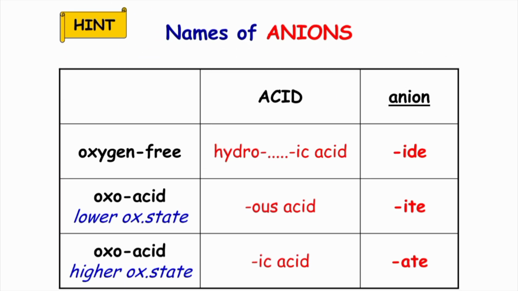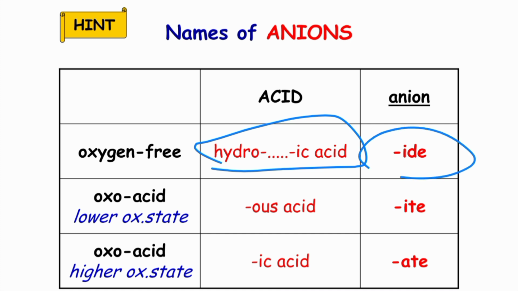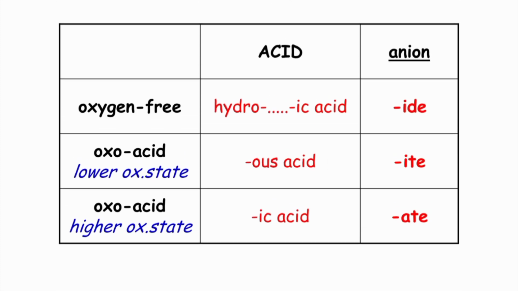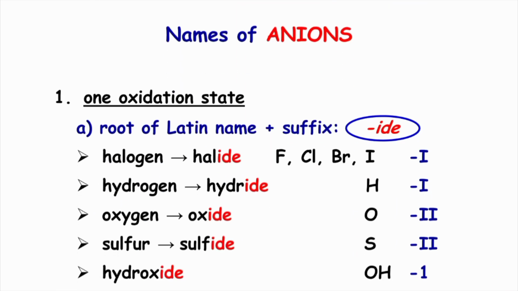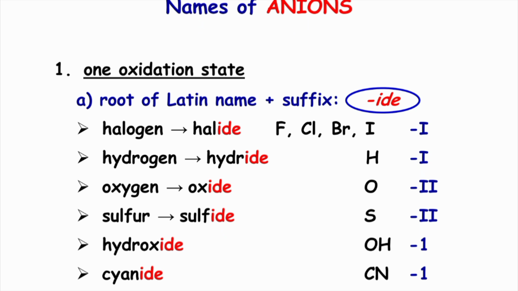Name of anions: oxygen free, hydrochloric acid, anion ends in -ide. The anion is the ion of Cl negative; this is hydrochloric acid. Oxo acid, lower oxidation state, is -ous acid, and the anion ends in -ite. Oxo acid, higher oxidation state, is -ic acid, and the anion ends in -ate.